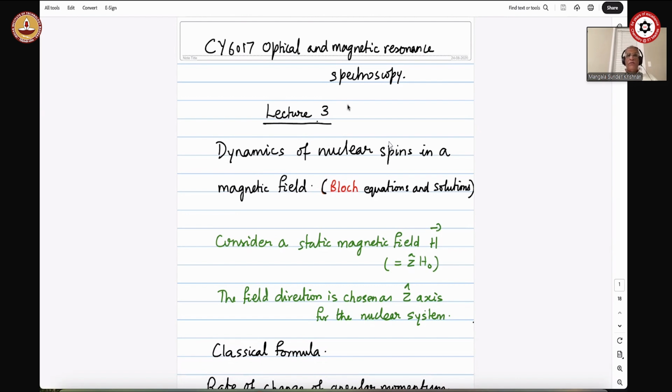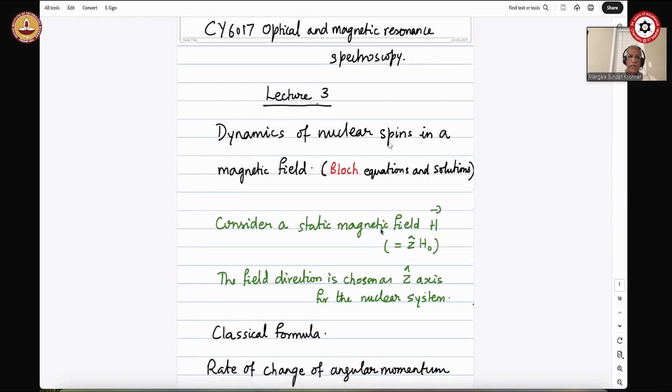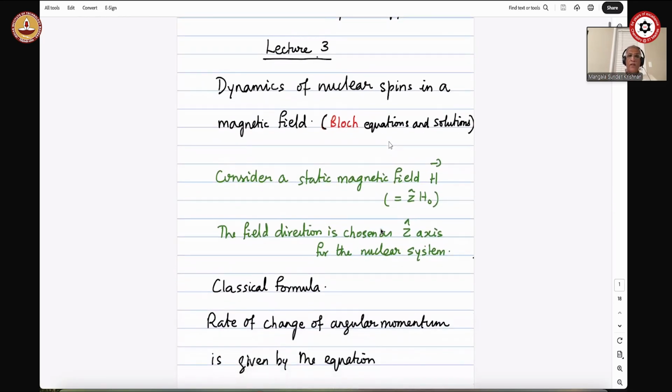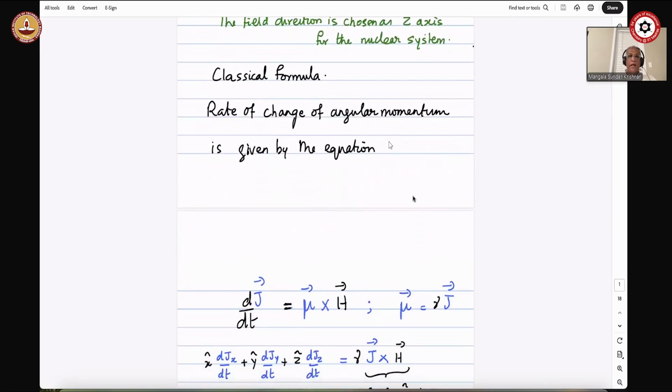So the dynamics of the nuclear magnetic spins, magnetic resonance, the spins in a magnetic field. The equations are very long, but I will just give you the basic idea. Okay? So what happens is you put a magnetic field H, and the direction of the field is Z. Okay? Then the angular momentum change is given by a classical formula.